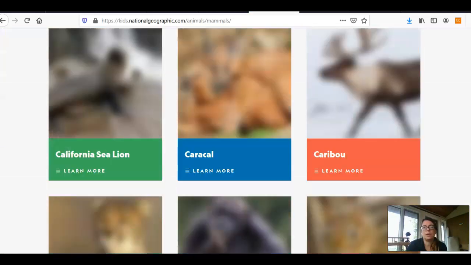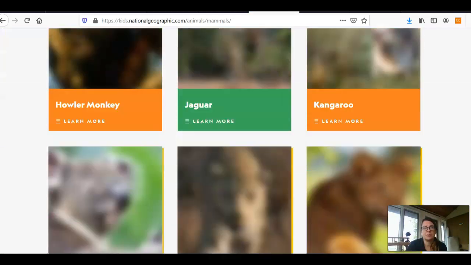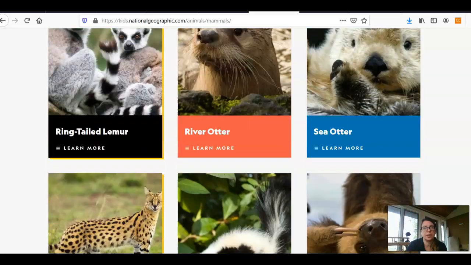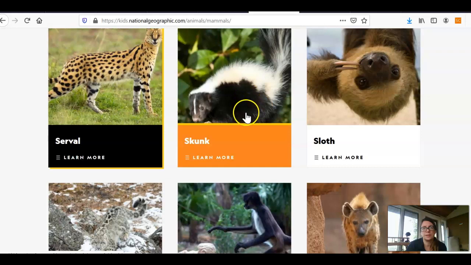And then it'll load up lots and lots of different kinds of mammals for me. They are in alphabetical order so that you can easily find your animal that you're interested in studying. Here's the skunk, so I'll go ahead and click on that.